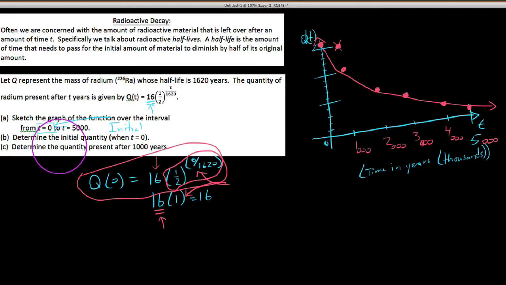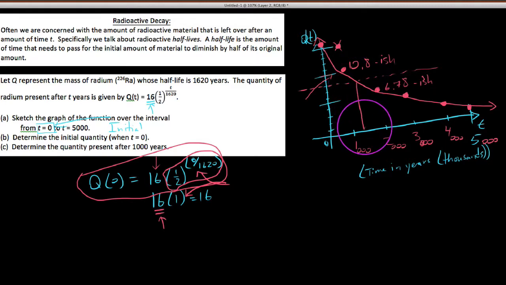And then last but not least, we say determine the quantity present after 1,000 years. Well, we did this, about 10 point something right there. So in terms of half-life, we could determine approximately the half-life. If I had about 10.8-ish grams here, and then about 6.78-ish grams here, we could speculate as to what this would be, but the half-life would be somewhere about right here. I'd have to guess about 1,200 years, 1,300 years before it's cut in half. But yeah, this is a good example of a radioactive decay problem to get started with those.